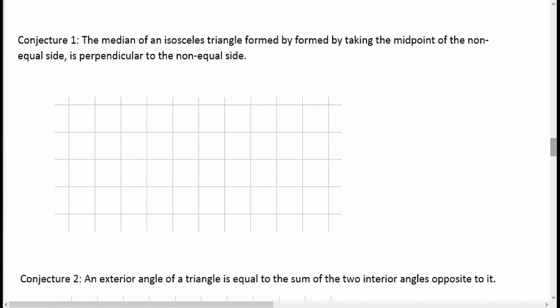Conjecture: the median of an isosceles triangle formed by taking the midpoint of the non-equal side is perpendicular to the non-equal side. I have to correct that for you guys. Okay, so let's start off just by making a sketch. So, isosceles triangle. That's what we're dealing with here. Let's get that sketched out.